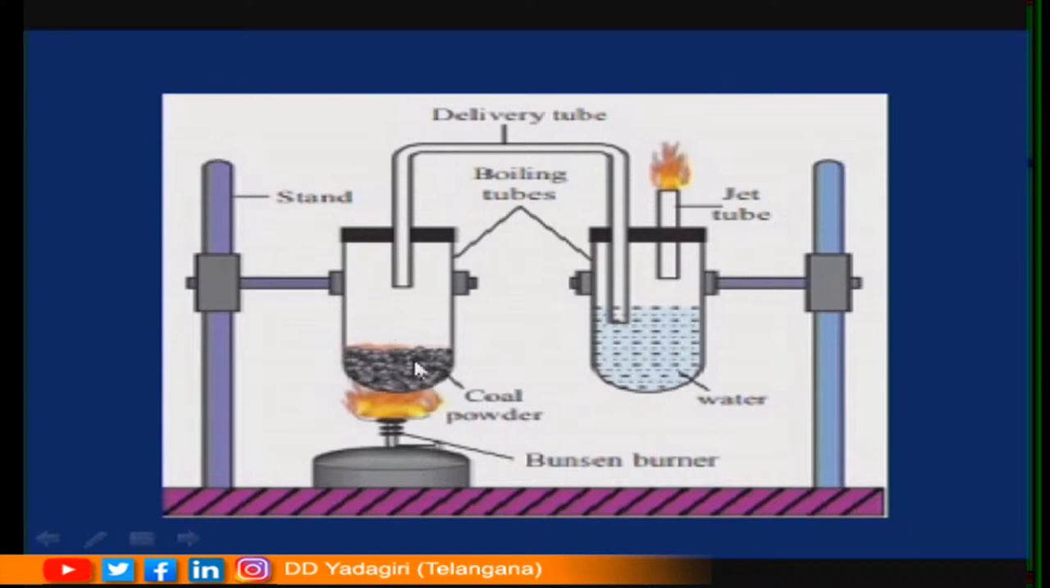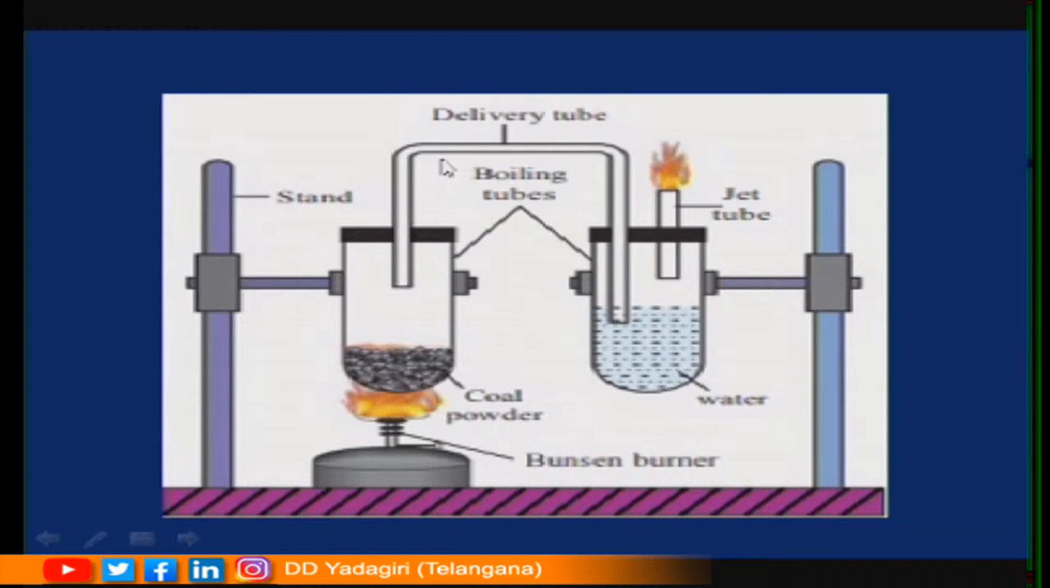In the first boiling tube, we have taken powdered coal, because powdered coal can be heated very quickly rather than lump coal. The second boiling tube is filled with water. Now, we are heating with the help of a Bunsen burner. When heating this coal, we will get a gas. The color of the gas will be brownish black.